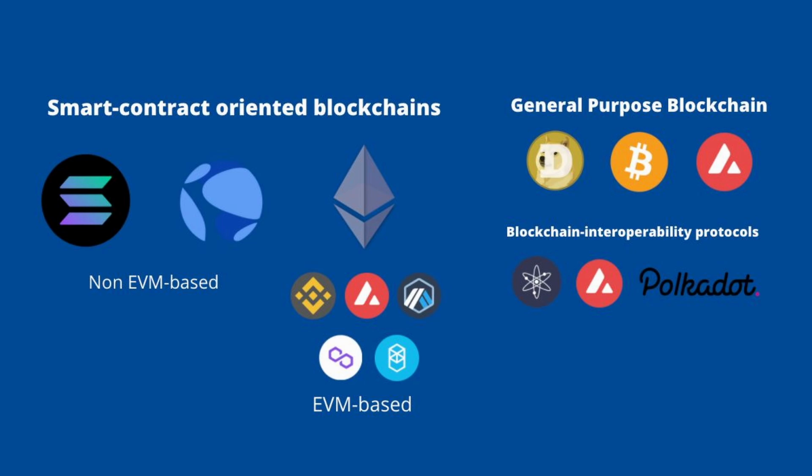As you can see, if you look at the left side of the slide, it says smart contract oriented blockchain. Smart contracts are essentially for storing data and then running applications. So we can see non-EVM and EVM based.